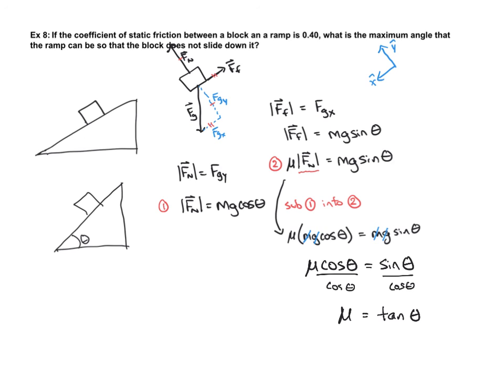And at this point, I can solve for theta by doing the inverse tangent. So it'll be the inverse tangent of mu. So it's the inverse tangent of mu, which is 0.4 there. And I'll get that in the calculator. That's 22 degrees. So the steepest ramp where the block stays at rest will be 22 degrees.